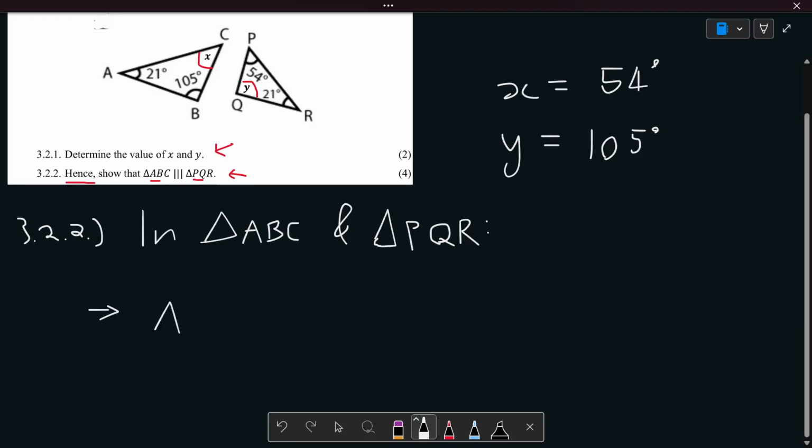So angle A, we're going to compare angle A. We're going to compare angle A with the angle that is exactly the same as angle A. So as in the diagram over here, we can see that the 21 degrees is the same as where R is equal to 21 degrees as well. So we can see from the diagram that angle A is equal to angle R, which is equal to 21 degrees. And then our reason is that it was given.